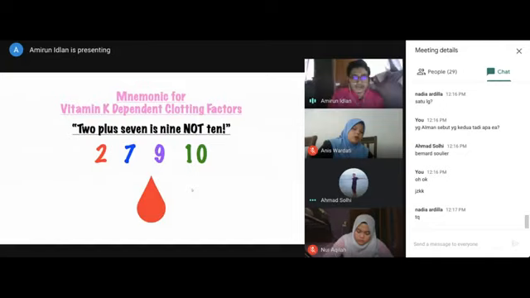So basically, newborns have vitamin K deficiency because first of all they have reduced intake of vitamin K.